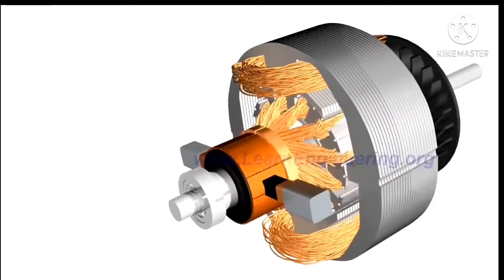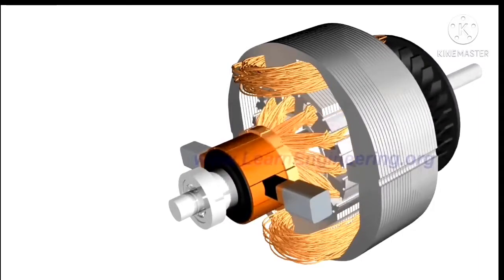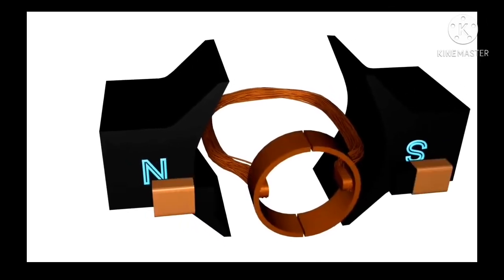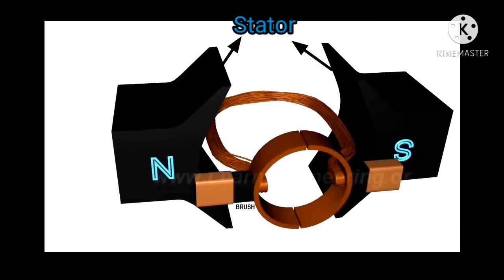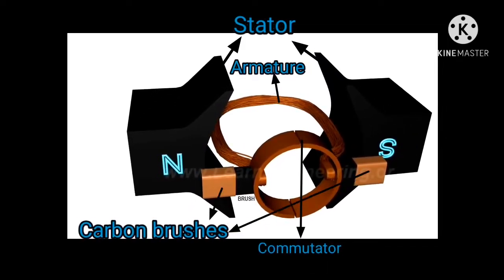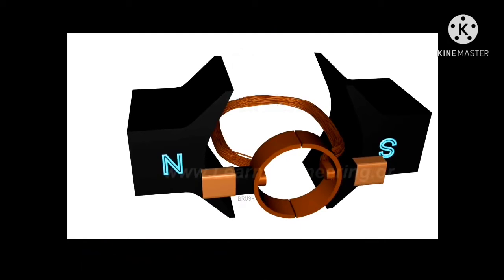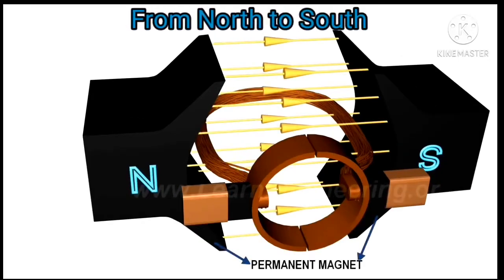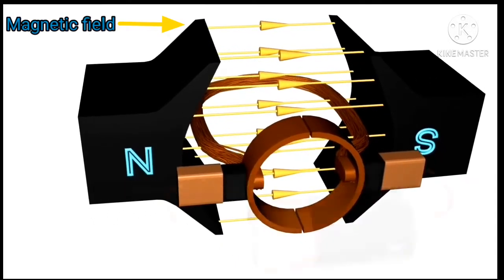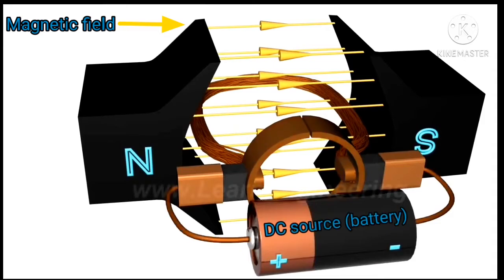Now let us see the simplest DC motor possible. The main parts of a DC motor include two permanent magnets of opposite poles called the stator, an armature, a commutator, and carbon brushes. It looks like this. The stator provides a constant magnetic field, and the armature, which is the rotating part, is a simple coil. The armature is connected to a DC source through a pair of commutator rings.